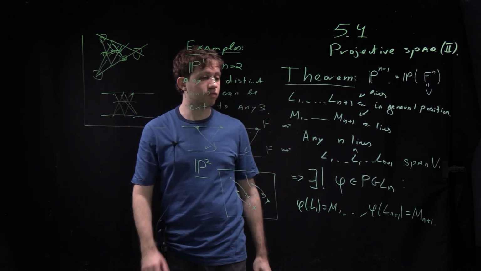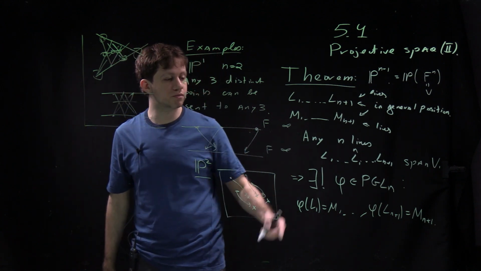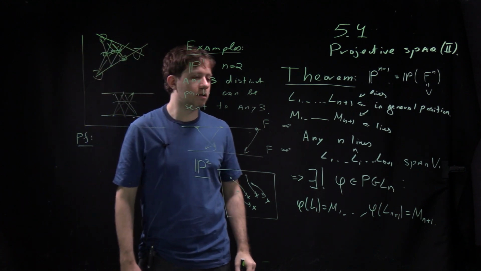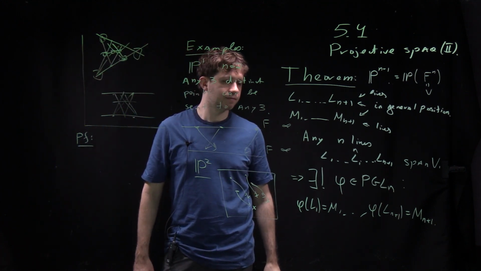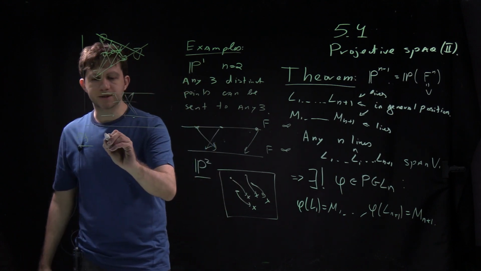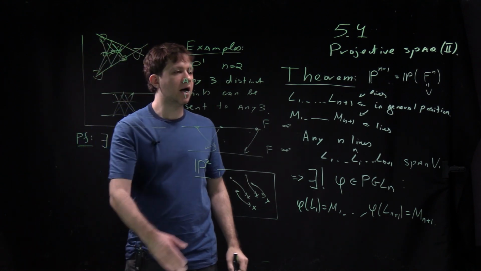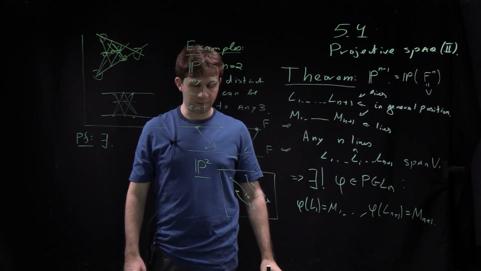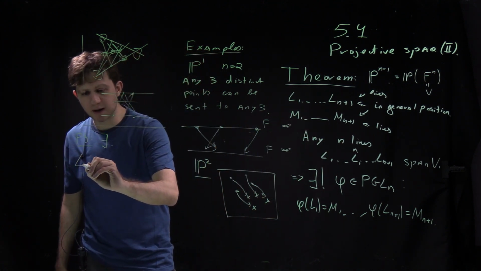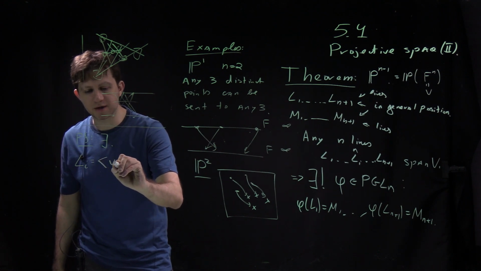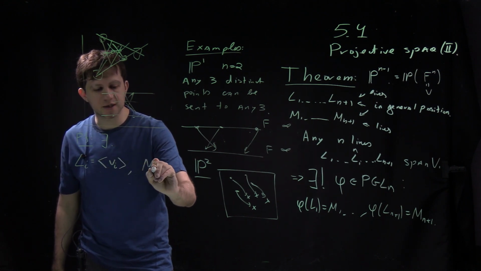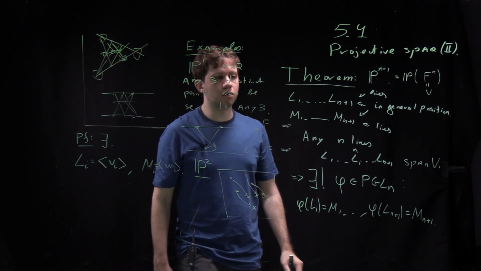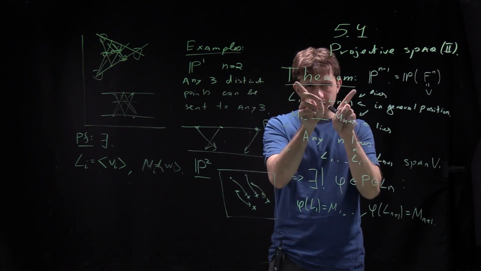Let's prove it. The proof is pretty straightforward. That's standard linear algebra. Let me prove existence. We have lines L1, ..., L_{n+1}, and lines M1, ..., M_{n+1}. Let's suppose that Li is spanned by vector Vi, and Mi is spanned by Wi. So we have some vectors inside these lines.